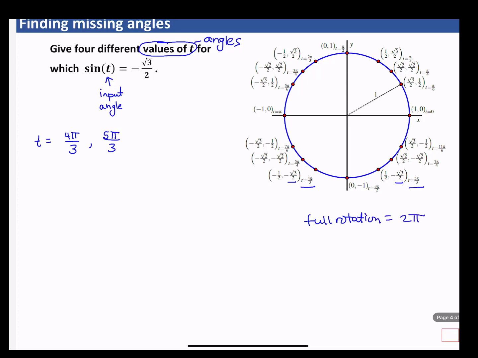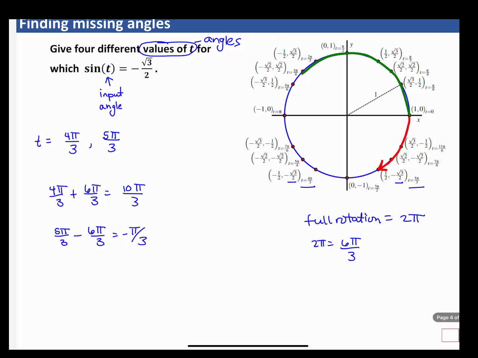We can find 2 more angles by either adding or subtracting 2 pi to the angles we found. Here, the common denominator is going to be 3, so we're going to think of 2 pi as 6 pi over 3. If we add 2 pi, or 6 pi over 3, to 4 pi over 3, we get 10 pi over 3. Or alternatively, if we subtract 6 pi over 3 from 5 pi over 3, we get negative pi over 3. So this is a nice example because we can quickly see that traversing negative pi over 3 is equivalent to traversing 5 pi over 3.